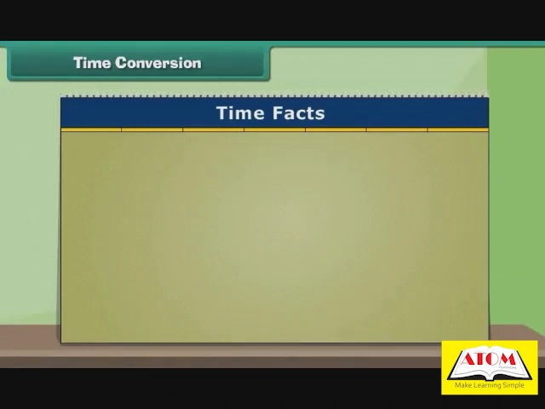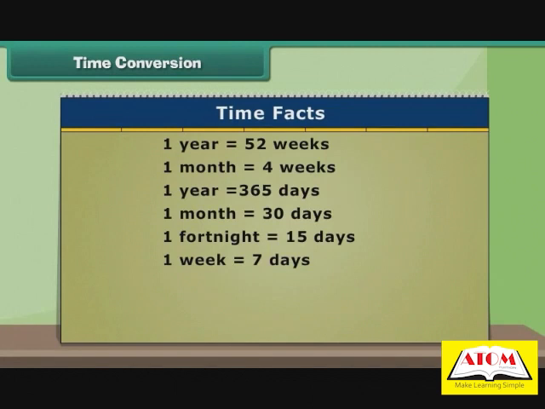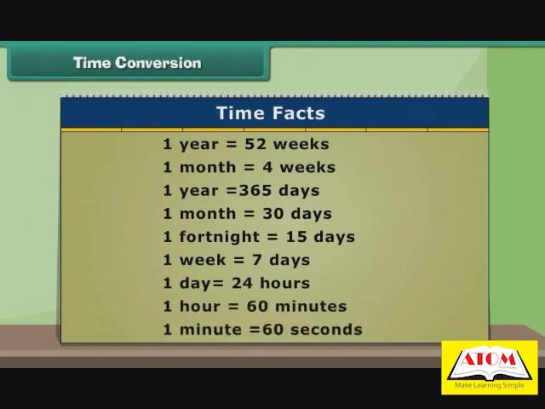Time conversion. Here are some facts about time. 1 year is equal to 52 weeks. 1 month is equal to 4 weeks. 1 year is equal to 365 days. 1 month is equal to 30 days. 1 fortnight is equal to 15 days. 1 week is equal to 7 days. 1 day is equal to 24 hours. 1 hour is equal to 60 minutes. 1 minute is equal to 60 seconds.